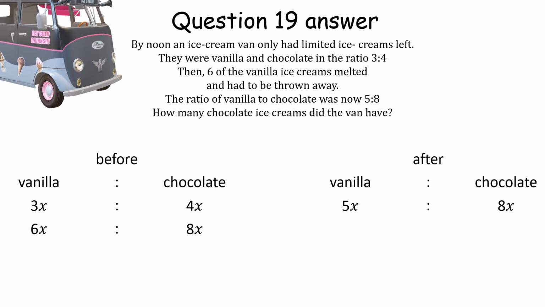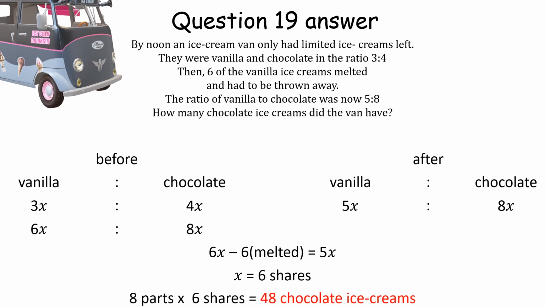We can use algebra for the vanilla ice creams. 6x minus 6 ice creams then became 5x. We can solve this to find that x equals 6 shares. As there were 8x chocolate ice creams before and after, we have a total of 48 chocolate ice creams.